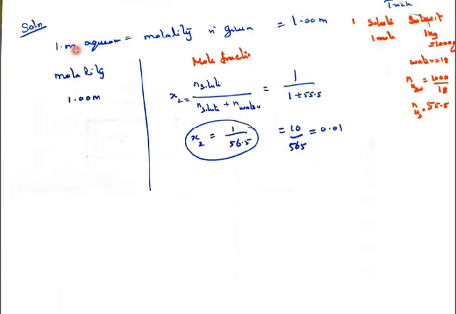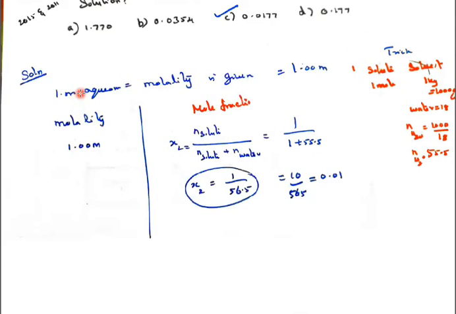So first, the solution is 1 m aqueous, meaning the molality is 1 m. The trick is: solute is 1 mole, solvent is 1 kg, which is 1000 grams. The solvent is water, and the number of moles is 1000 divided by 18, which is 55.5. That is the number of moles of water in 1 kg. It is a very short form; you should generally remember it by heart. So here the molality is 1 mole.